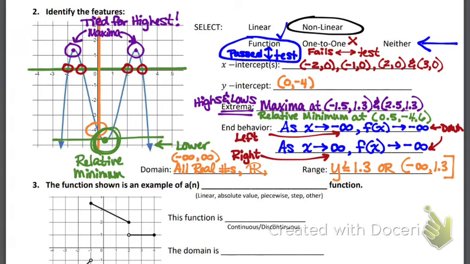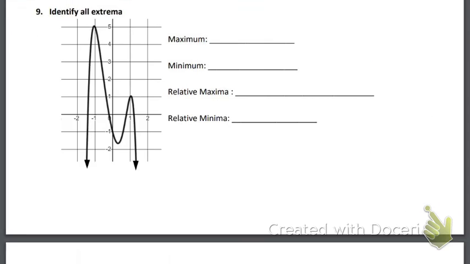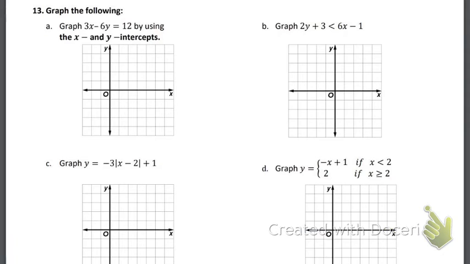Number 13? Absolutely. Number 13. Ooh, we got lots of parts here. X and Y intercepts. When I'm talking about an x-intercept, the y part of the ordered pair is 0.